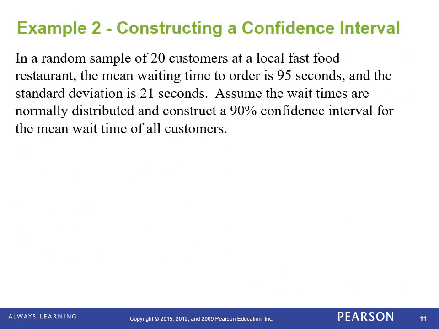So let's look at this now. In a random sample of 20 customers at a local fast food restaurant, the mean waiting time to order is 95 seconds and the standard deviation is 21 seconds. Assume the wait times are normally distributed and construct a 90% confidence interval for the mean wait time of all customers.